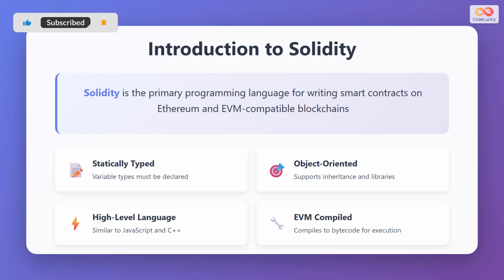Solidity is a high-level language with syntax similar to JavaScript and C++, making it more approachable for developers familiar with these languages. Finally, Solidity code is compiled into bytecode that the Ethereum Virtual Machine can execute. Understanding Solidity is essential for building smart contracts on the Ethereum ecosystem.